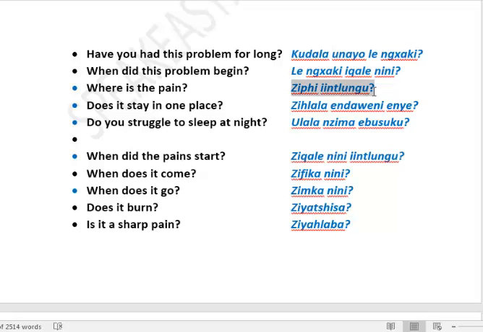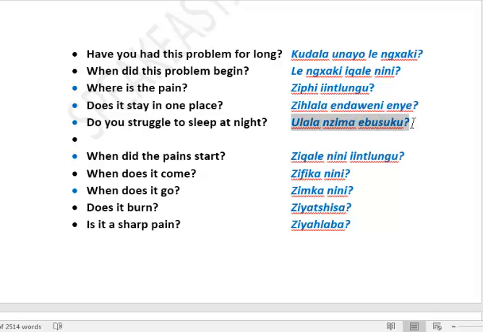Ziphi inhlungu? Notice the use of Z in this question. Ziphi, where are they? The same Z we used when we were counting objects: inye, zimbini, zintatu. So that Z refers to them being non-human things. Ziphi inhlungu? Zihlala endaweni enye. We've had nye before, one. Do they stay in one place?